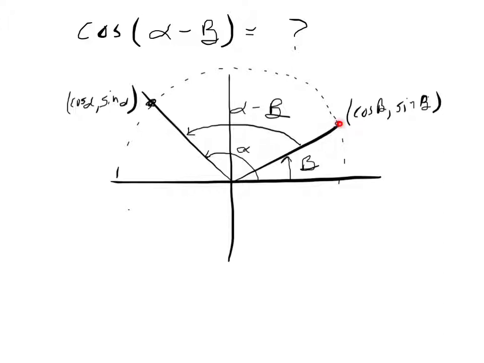And since I'm on the unit circle, I can label the endpoints for my beta and my alpha. Cosine beta, sine beta is going to be on the unit circle, my x and y coordinates there, and ditto over here, cosine of alpha, sine of alpha.